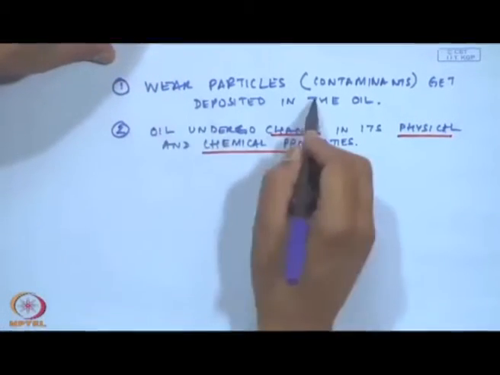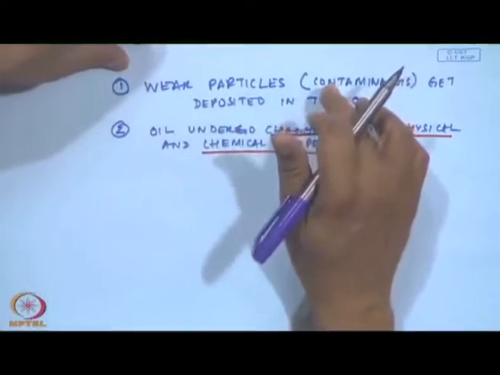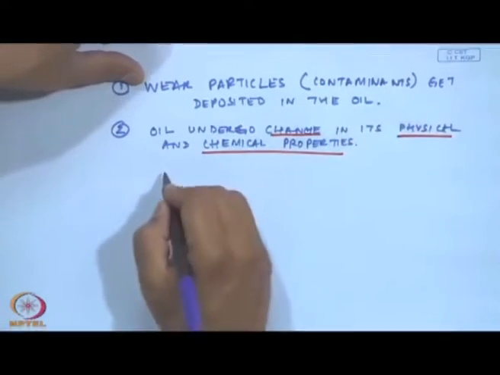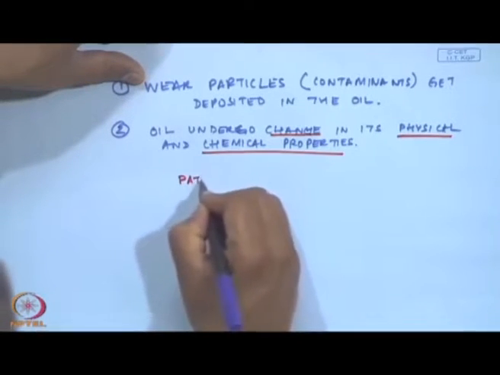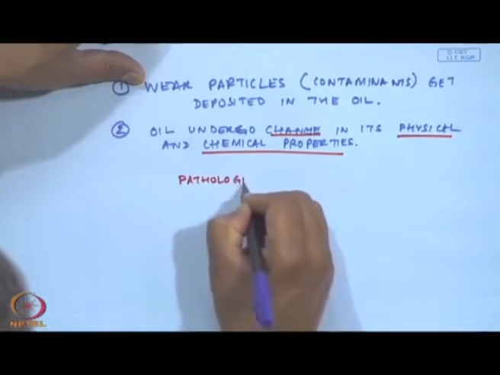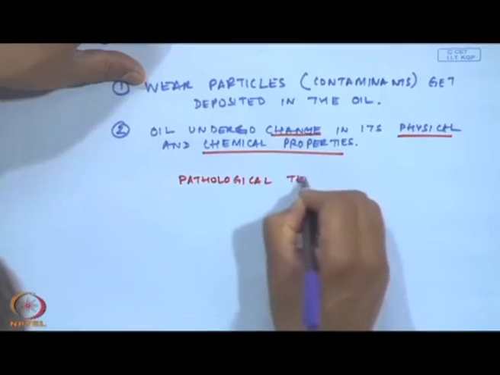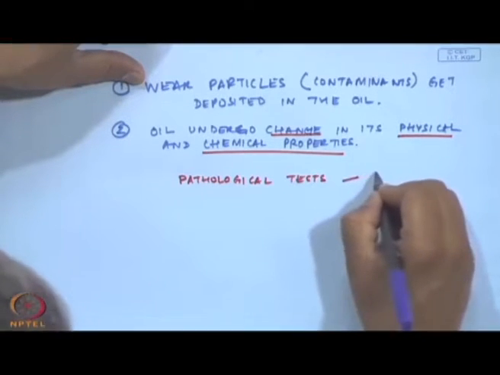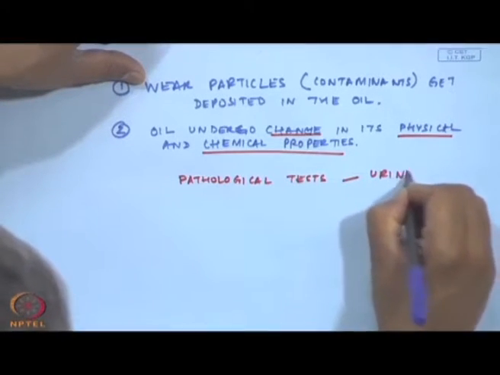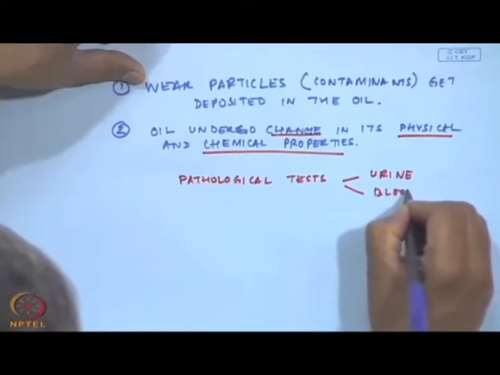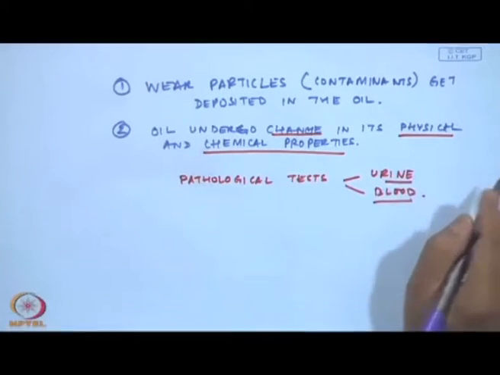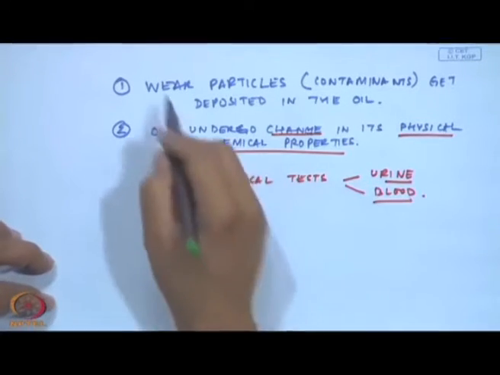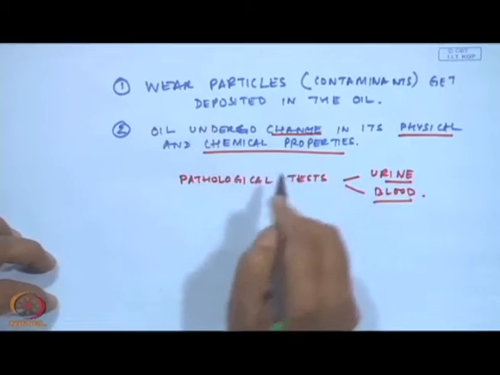So, this contaminant analysis, which we are going to discuss in today's lecture, and the oil analysis in the subsequent lecture, are basically like pathological tests which we do when we go to the doctor. Okay, like we do a urine analysis or a blood sample analysis. Similarly, for machines, we also need to look into the wear particles and oil analysis.